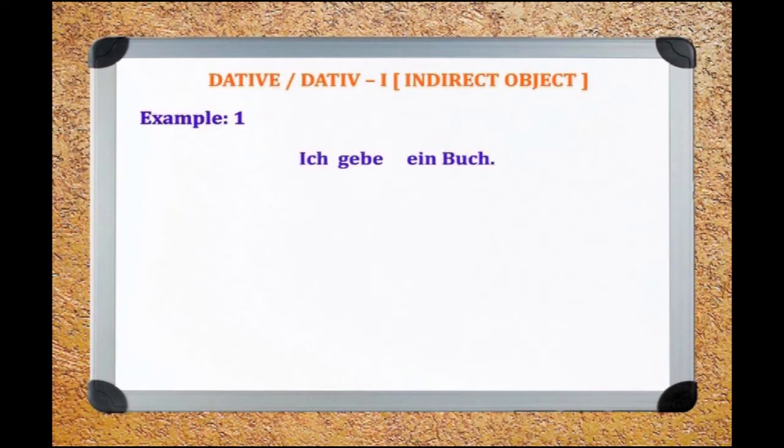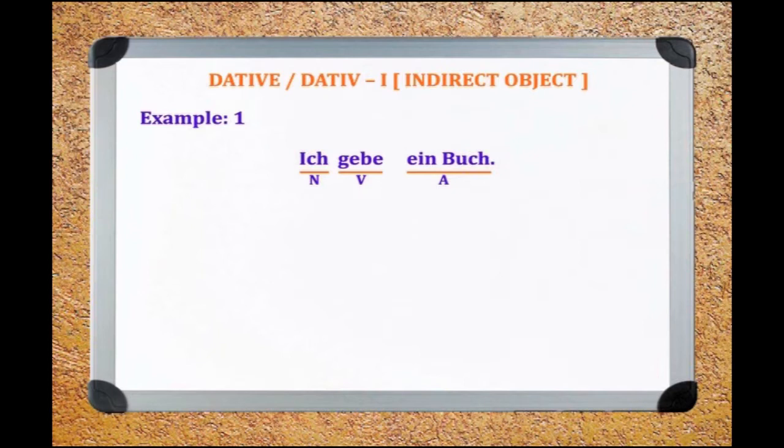Please look at this sentence. Ich gebe ein Buch. You are already familiar with all the elements of this sentence. Ich, you know, is the nominative, or the subject. Gebe is the verb in the second position, conjugated according to the pronoun ich. Ein Buch is in accusative, which is the direct object. Now, we have the verb geben, which means to give.